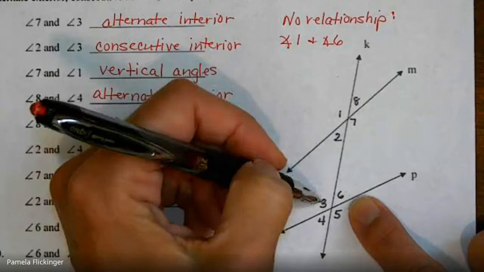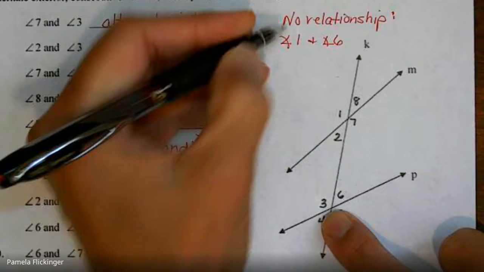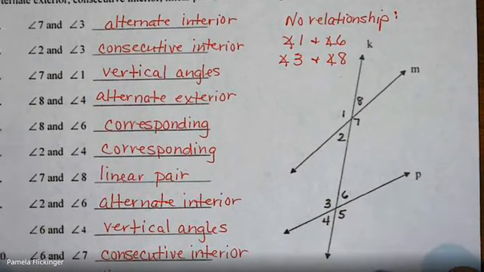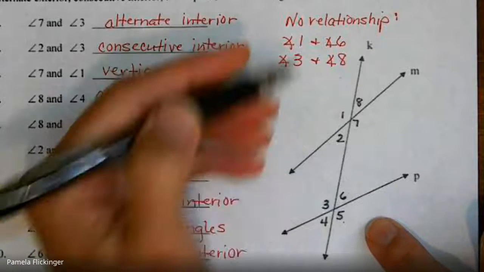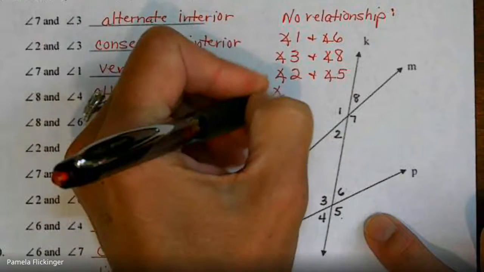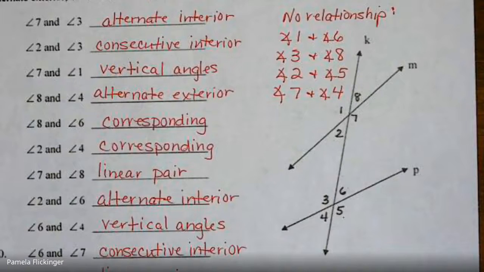So 3 and 8 would be the same. Even though they're alternate, one's exterior, one's interior. So 3 and 8, we would simply say no relationship. 2 and 5 would be another that have no relationship, and 7 and 4 have no relationship. So please don't force a relationship. There might not be one, or at least one that has a special name for it. All right, you should be ready to practice. So find your Thursday work.